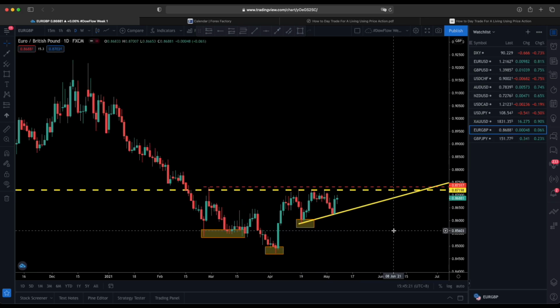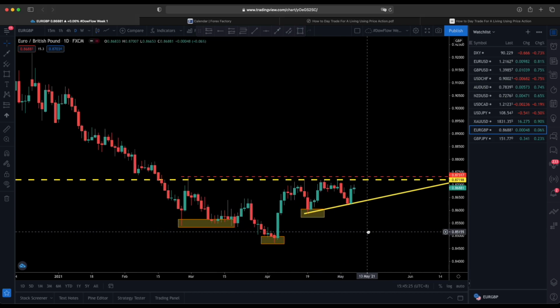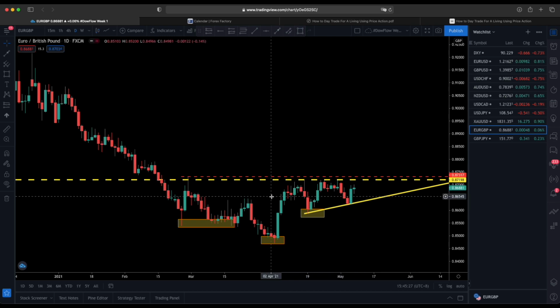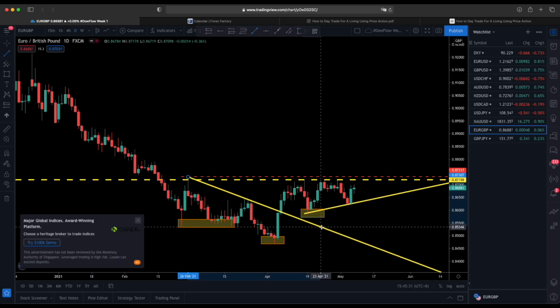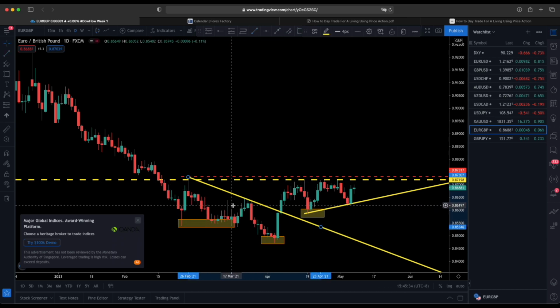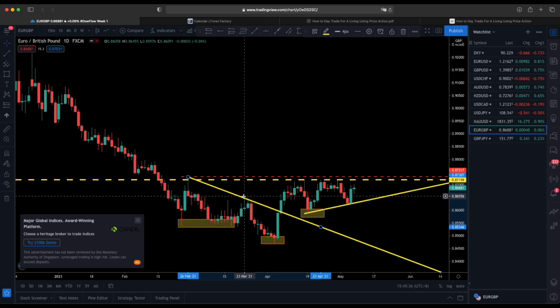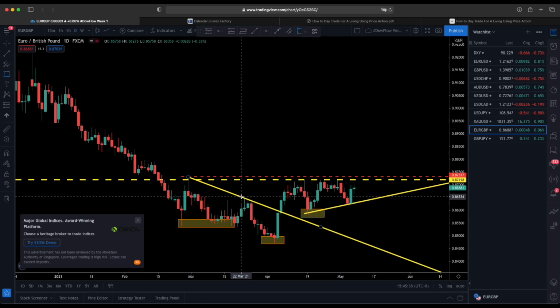Now let's talk about Euro Pound, and then I'll end off with Pound Yen. Euro Pound is more bullish, I would say. In the previous market outlook videos, I did bring out this trend line before. I did say that this trend line is broken, and this swing high right here is broken as well.